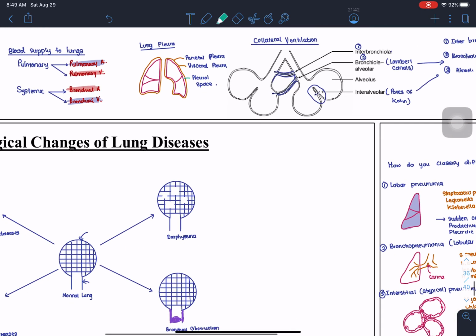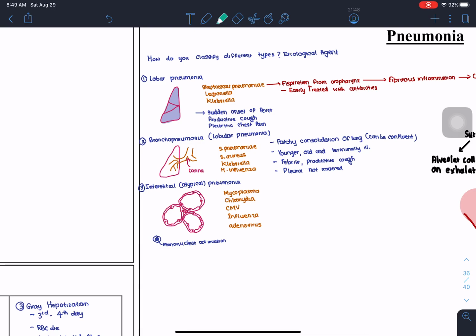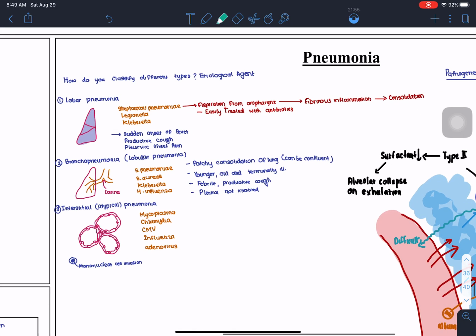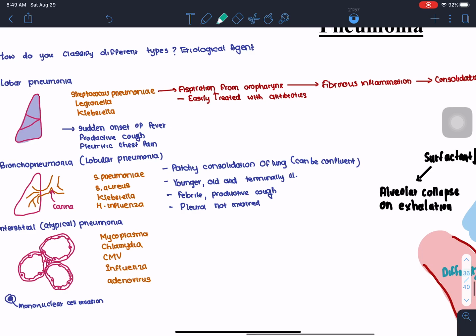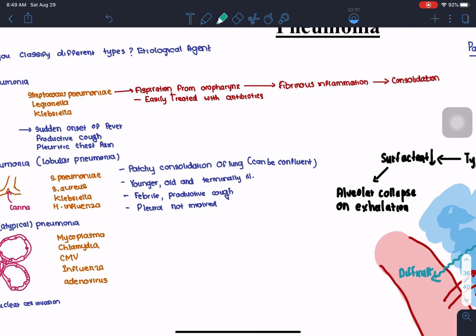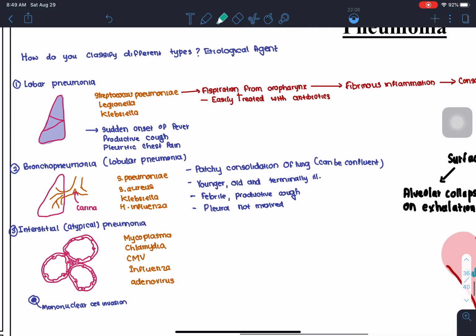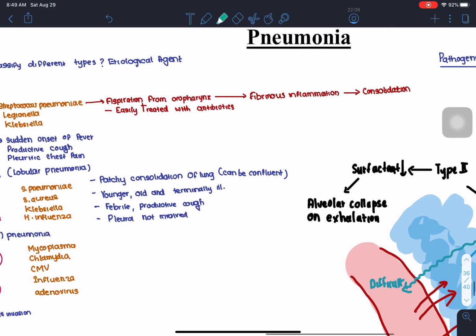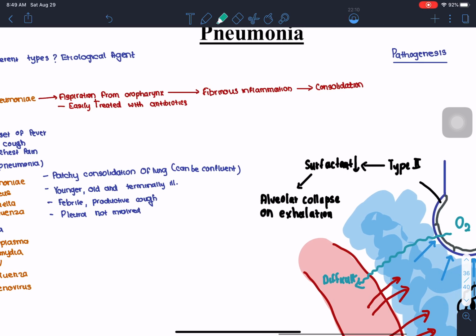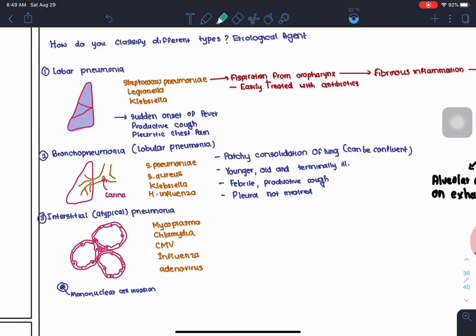But in this disease, there is invasion into the lungs. Usually aspiration from the oropharynx will enter the lungs, and if it contains Streptococcus pneumoniae, it can lead to lobar pneumonia. This is a type of fibrinous inflammation. That means there is going to be fibrin involved, and it can lead to permanent scarring, which leads to consolidation of the lungs. Again, I said easily treated with antibiotics.